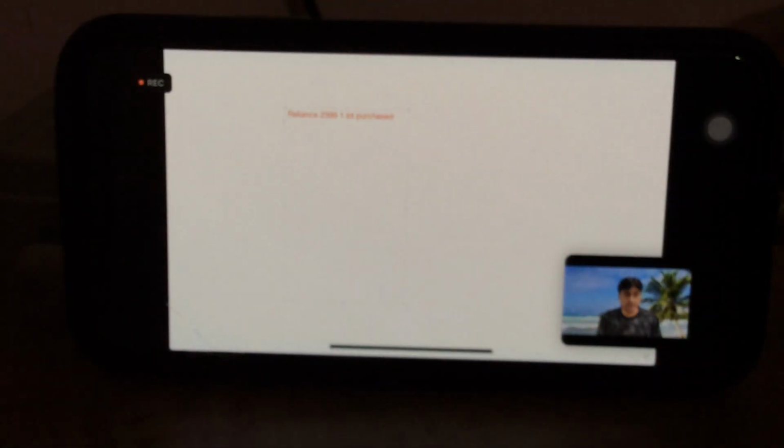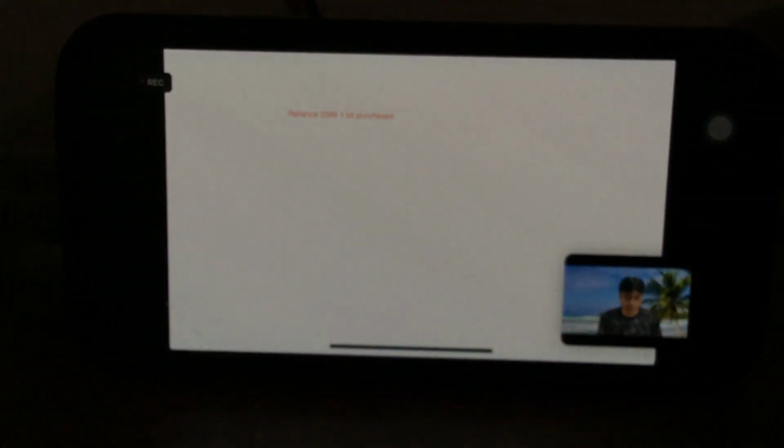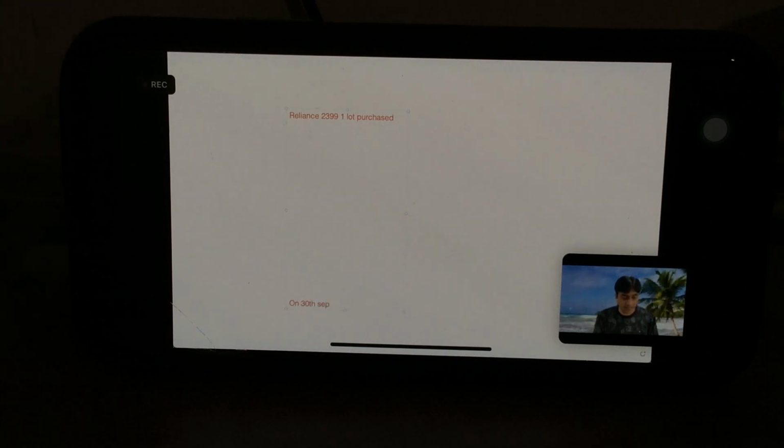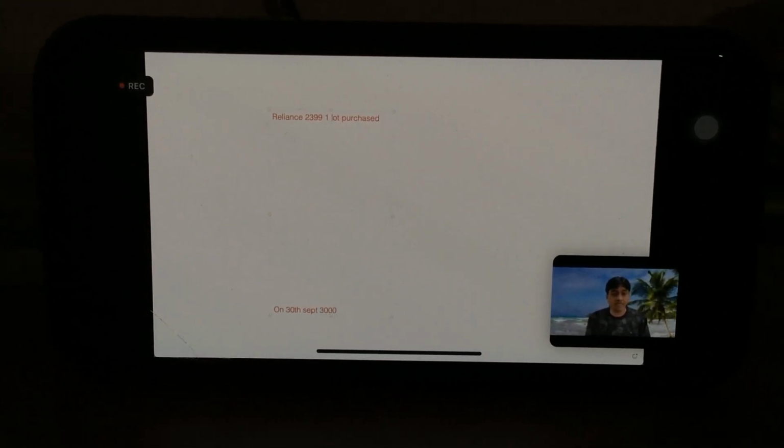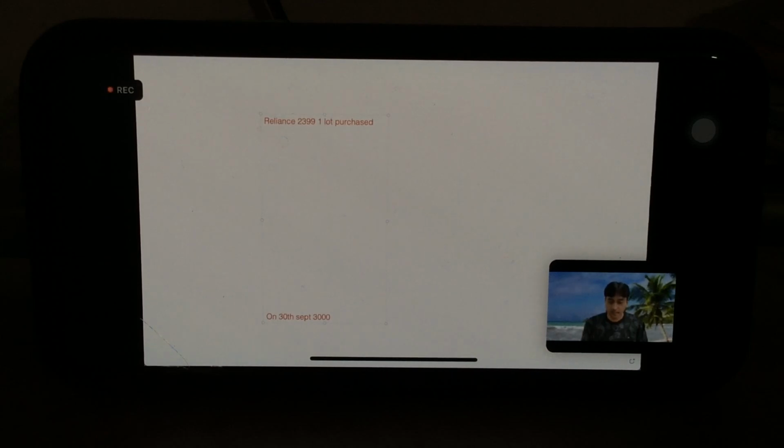One lot purchased. Okay. And what we have seen? We have said on 30th September, Reliance is 3,000. On 30th September, so what is the ultimate profit? It's 601 multiplied by 250 will be our profit. So that will be 1,50,250 rupees.